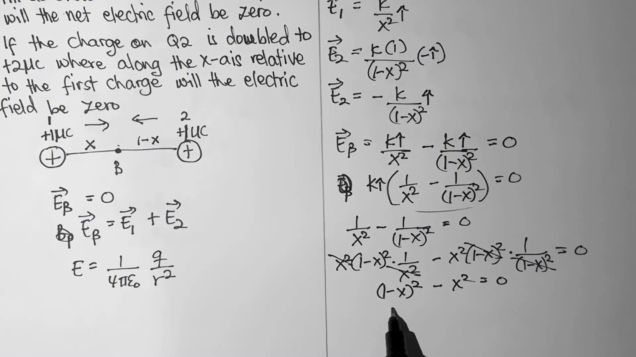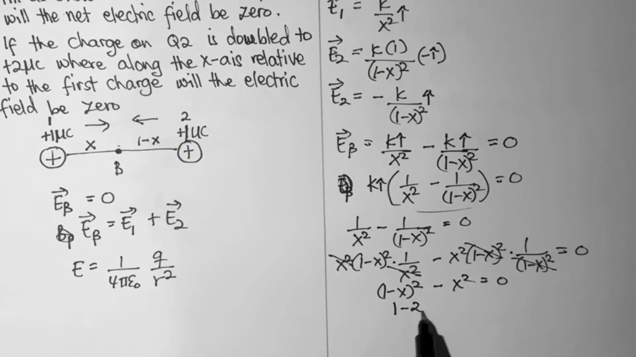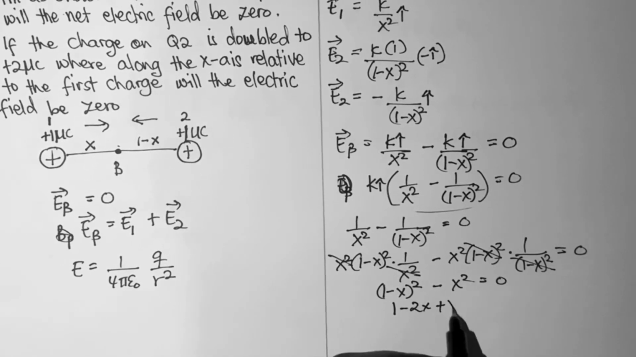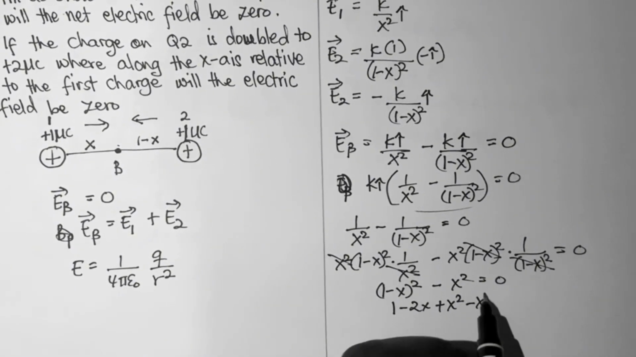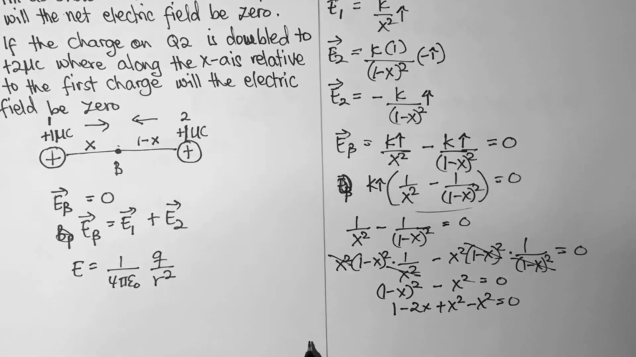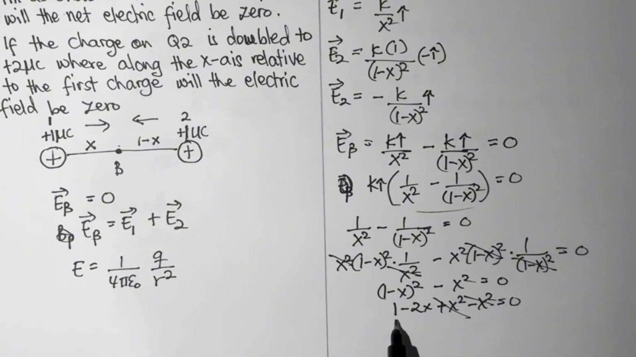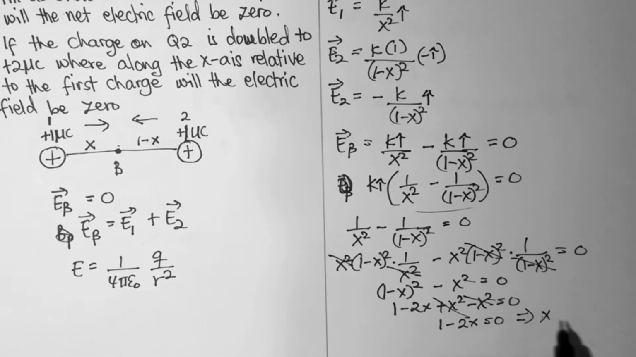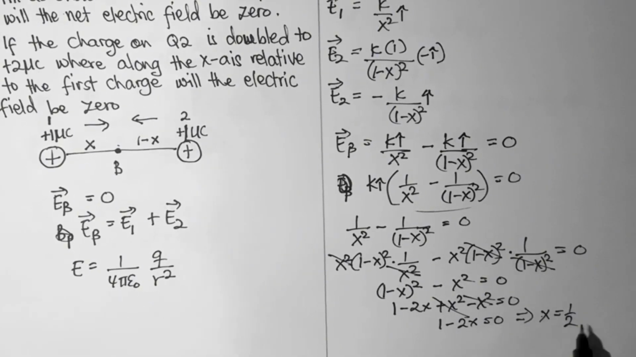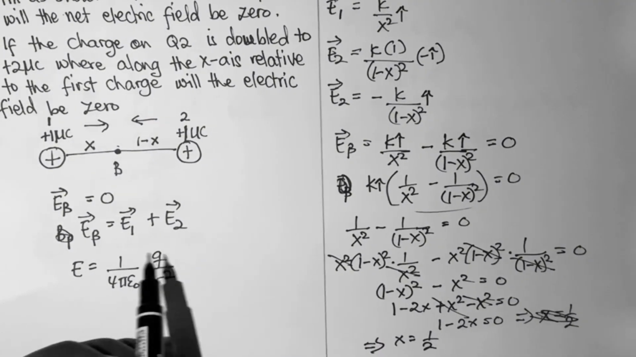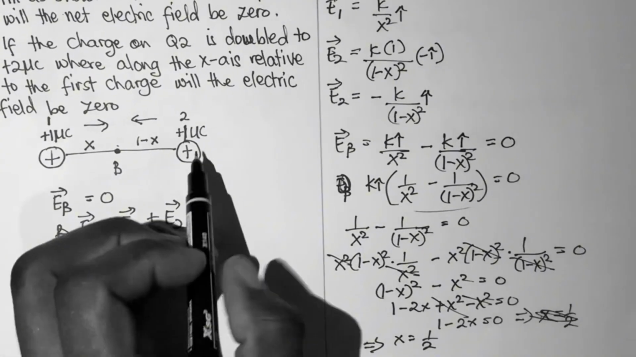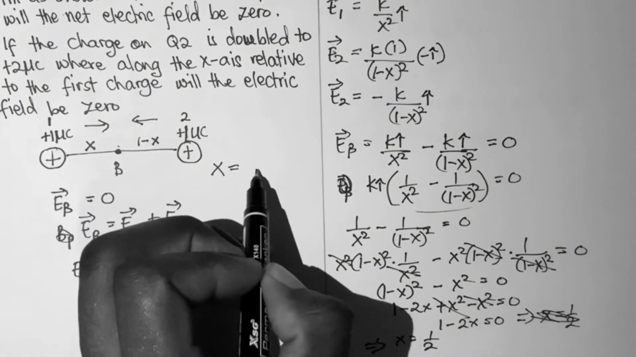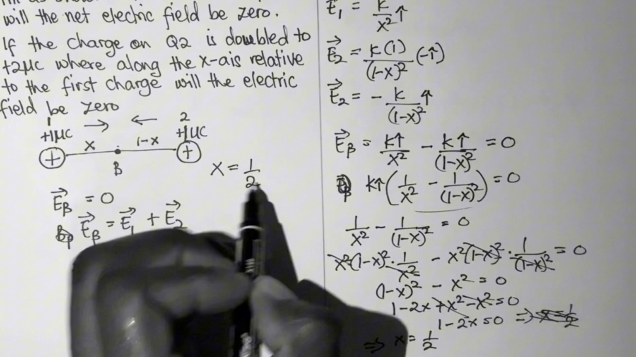If you expand this, it is 1, then minus 2x, then plus x squared minus x squared equals 0. So the x squared terms cancel out. So we have 1 minus 2x is equal to 0. So this implies that x is equal to 1 over 2. So the point at which the electric field is 0 is x equals 1 over 2.